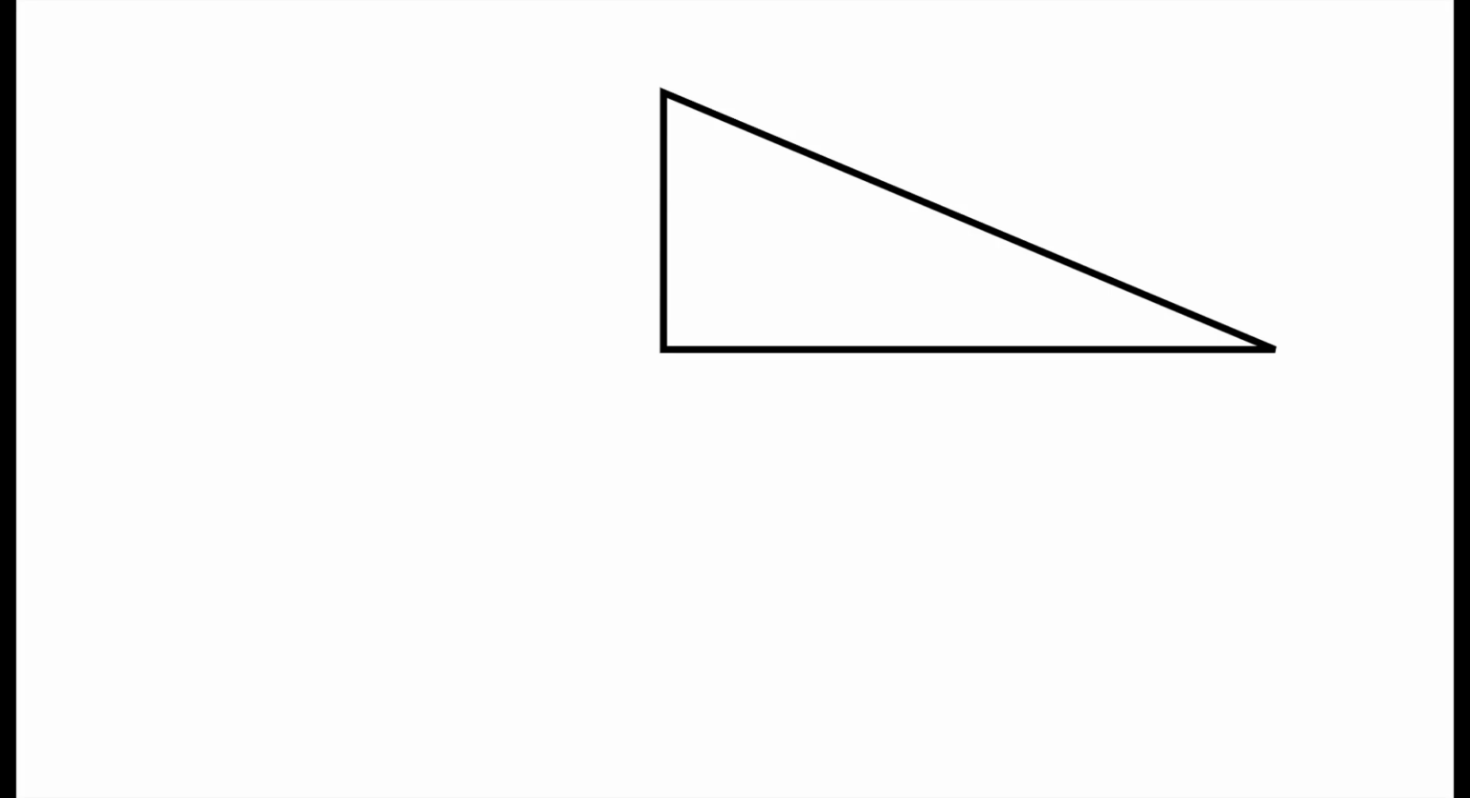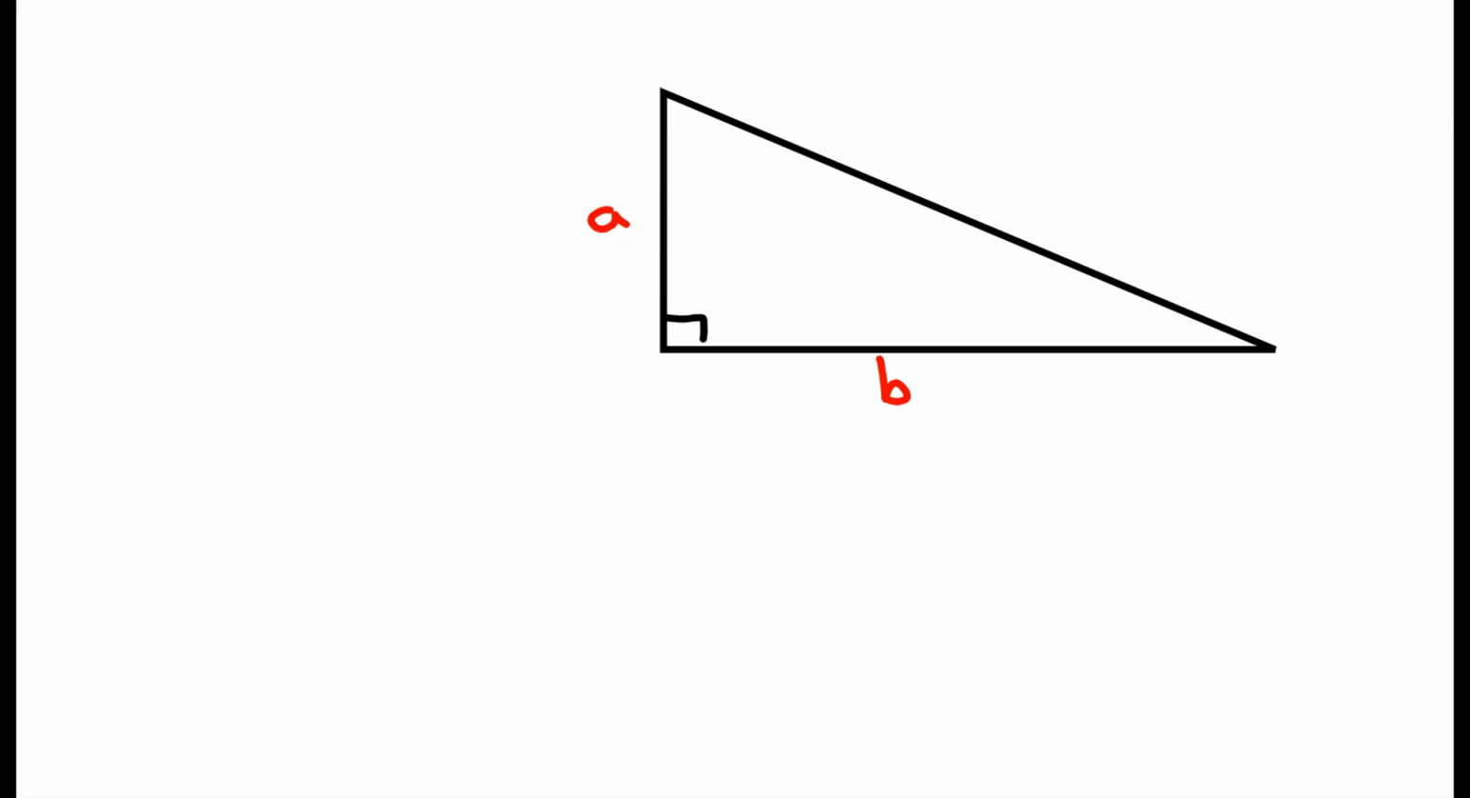So in this video, we're going to be talking about Pythagoras' theorem and finding missing sides using it. So when we've got a right angled triangle like this, what we like to do is label the sides. So we're going to have A and B as the two shorter sides.